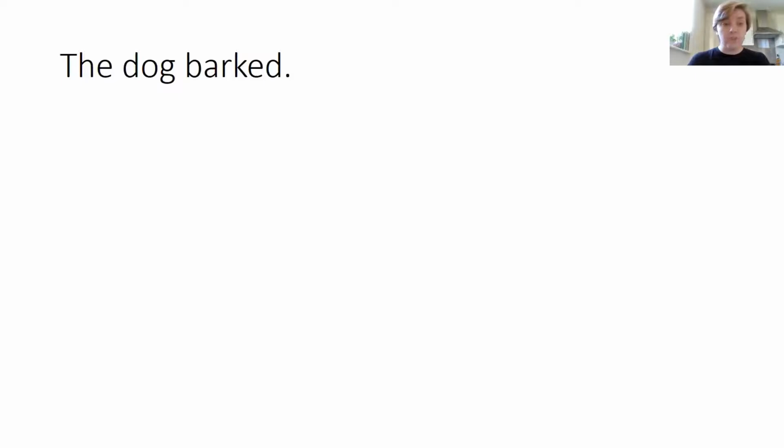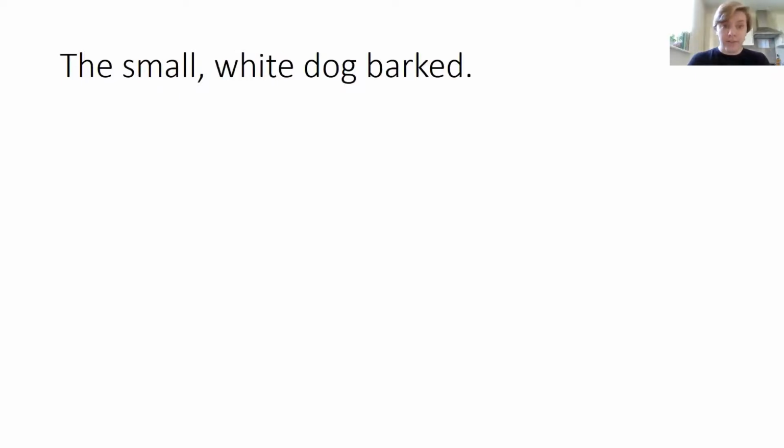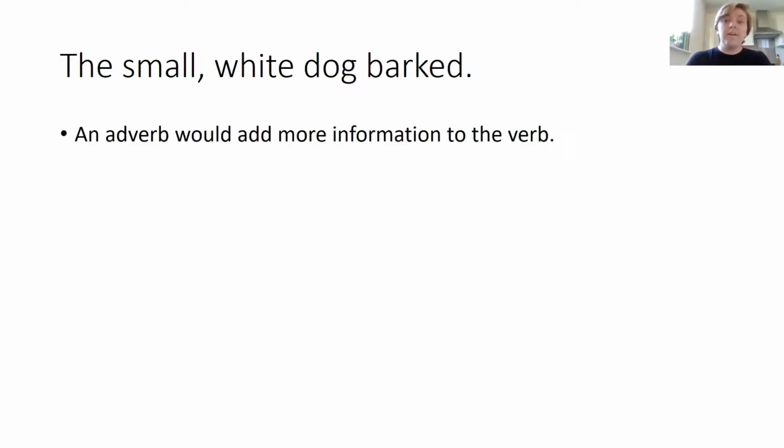Now, last week we introduced the expanded noun phrase. So instead, we have the small, white dog barked. Small, white describes the dog, and small, white dog is an expanded noun phrase. Now, we're going to have a look at adding an adverb or an adverbial phrase. An adverb would add more information to this verb here. It's going to add more detail about this.